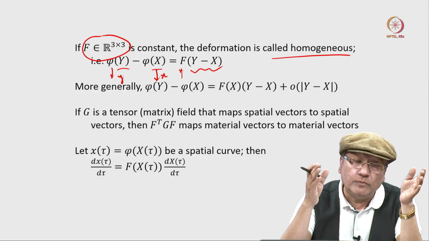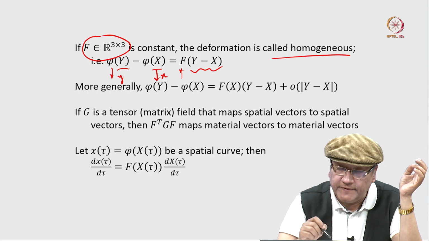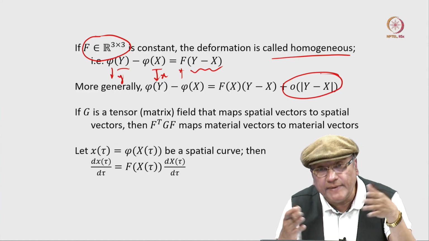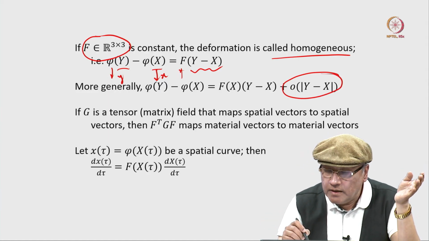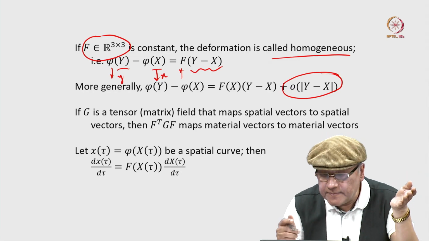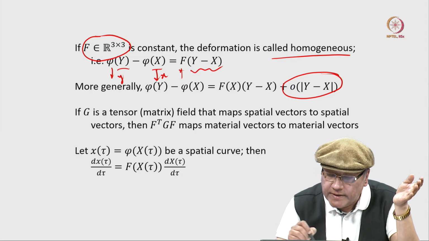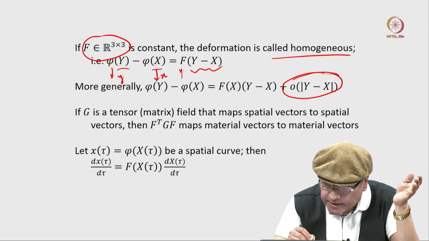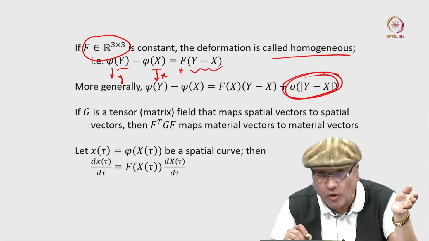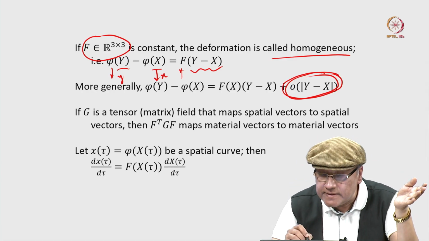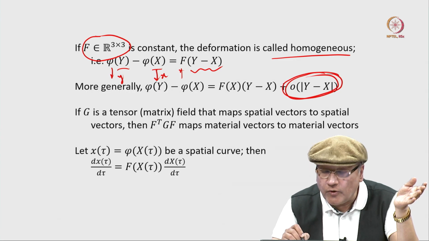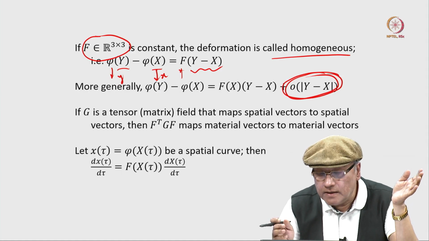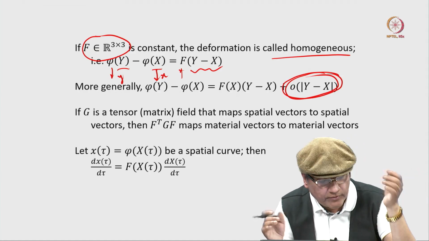But if you talk in a more general setting, then phi(y) minus phi(x), if F is a function of x, then there will be other quantities coming in the remainder, which will be small order of y minus x. That means this will go to 0 faster than the quantity y minus x. In terms of capital order, this is the modulus of y minus x squared. So, this goes to 0 faster than the modulus of y minus x does.